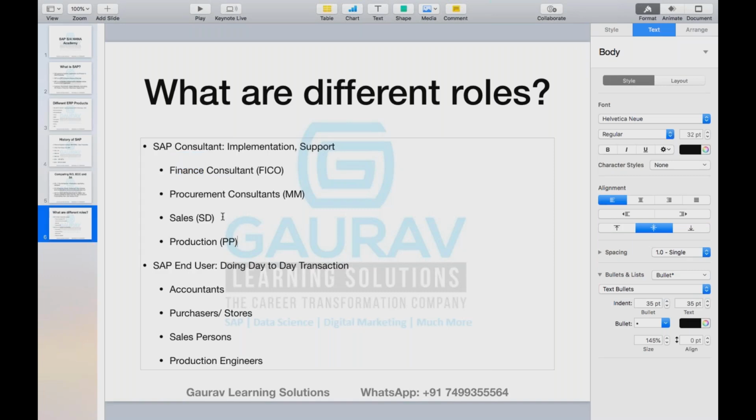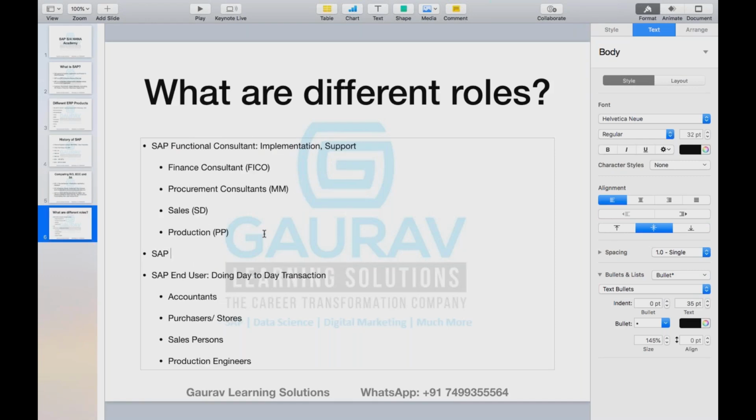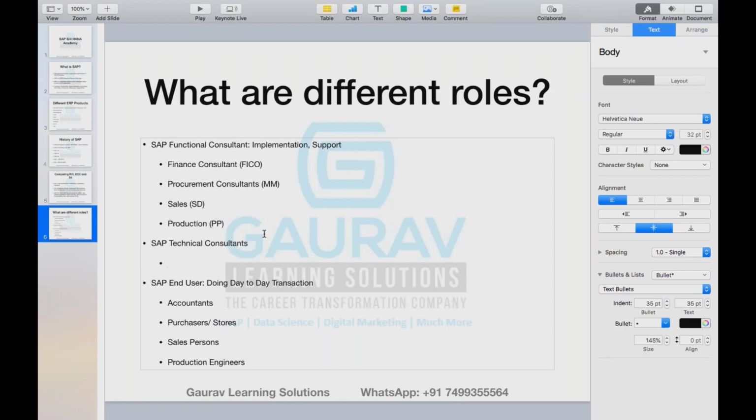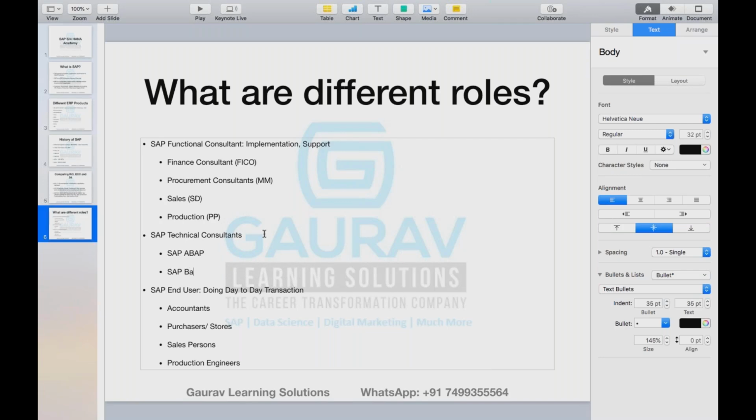So these are functional. Just remember, within consultants also, let me write it here. Within consultants, there are 2 parts: functional consultants, and there is something called SAP technical consultants. What are these technical consultants? You must have heard about SAP ABAP. You must have heard about SAP Basis. What is SAP ABAP? I'm just writing coding, but it is not only coding. So I'm just giving you a flavor of what exactly a SAP ABAP consultant will do.